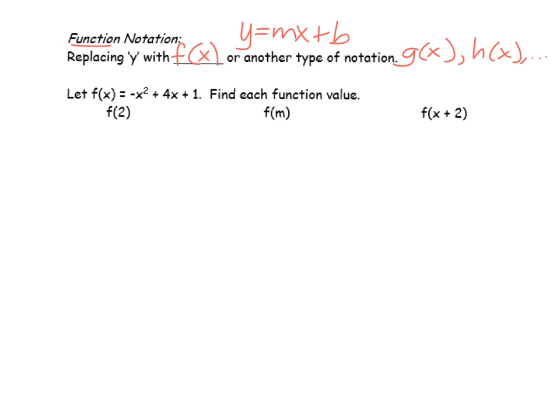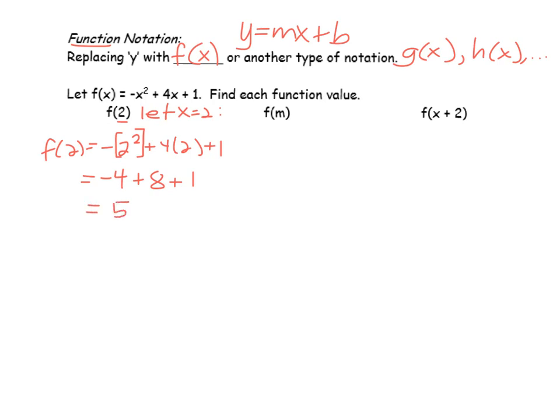It says let f of x equal this quadratic function, -x squared plus 4x plus 1. Find each function value. So if it says f of 2, what that means is we're plugging in an input of 2. I'll say let x equal 2. So then f of 2 will equal -2 squared plus 4 times 2 plus 1. Now we have to be careful on this. Remember our order of operations? Since the negative is not in parentheses with the 2, our order of operations would have us do that exponent first. 2 squared is 4, and that negative would technically make it -4. And then we have plus 4 times 2 is 8, and then plus 1. So that would mean -4 plus 8 plus 1 has a value of 5. F of 2 has an output of 5.